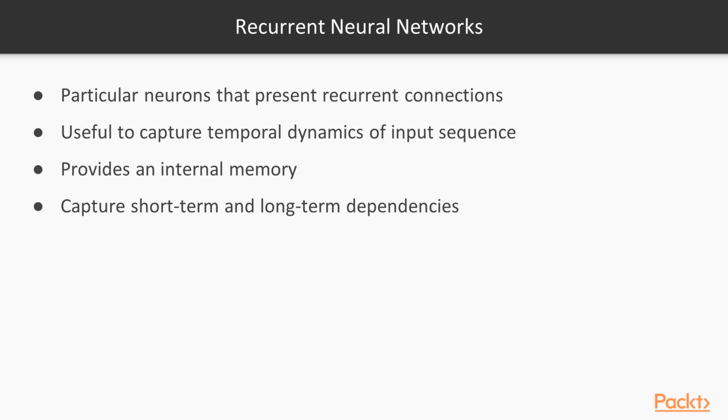In many situations, in fact, we expect an output value that must be correlated with the history of the corresponding inputs. But an MLP, as well as the other models that we've discussed, are stateless. Therefore, their output is determined only by the current input. RNNs overcome this problem by providing an internal memory which can capture short-term and long-term dependencies.